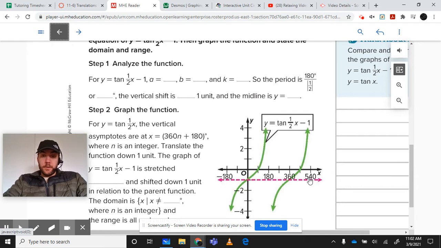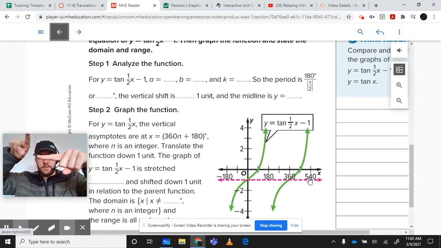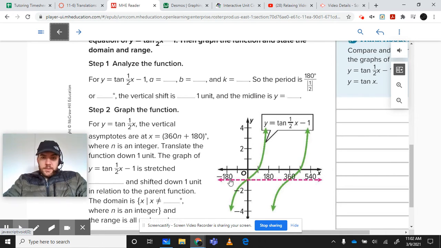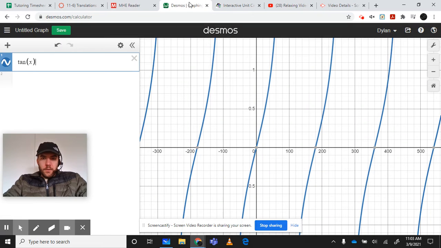midline's a little harder to conceive of on tangent than sine and cosine, right? Because on sine, it was the line that the function oscillated above and below. Tangent functions don't necessarily oscillate up and down in the same way, but it's the same concept. It's the middle of the tangent function. It's where this little inflection point is right here as the graph starts to accelerate upwards at that point. So we have moved that midline down by 1 unit by doing this -1. Okay, so we see two different things in there. Let's see them play out on here.